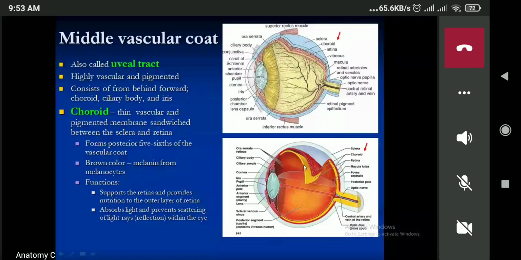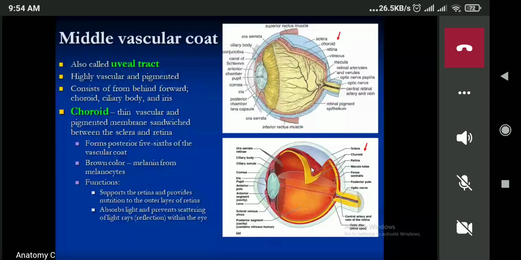Now this choroid is a thin, vascular and pigmented structure which is present between the sclera and the retina. It occupies the posterior 5/6 of the vascular coat. It consists of melanocytes, so it imparts the brown color. Next, what is the main function of the choroid? It supports the retina. It provides nutrition to the outermost part of the retina. Next, it helps in the absorption of light and prevents the scattering of light rays within the eye. So that is the function of the choroid.